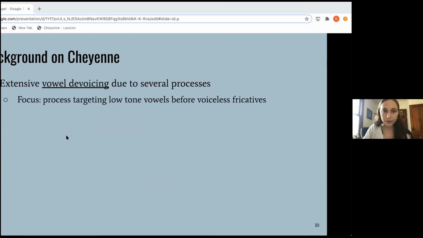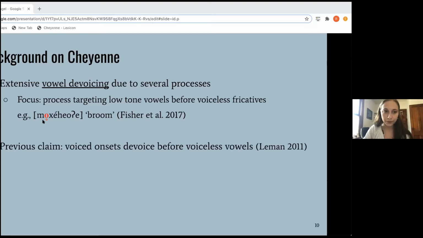The process that I focus on targets low-tone vowels before voiceless fricatives within a word. So here you have an example of a word with a vowel devoiced by this process. That's the vowel shown in red here. It devoices before a voiceless velar fricative. Crucially, there's a previous claim about Cheyenne, which is that phonemically voiced onsets devoice before voiceless vowels. So this means that the M in the word broom that I just showed you should also be devoiced. And I've indicated that in the second version of the word with the M shown in blue.